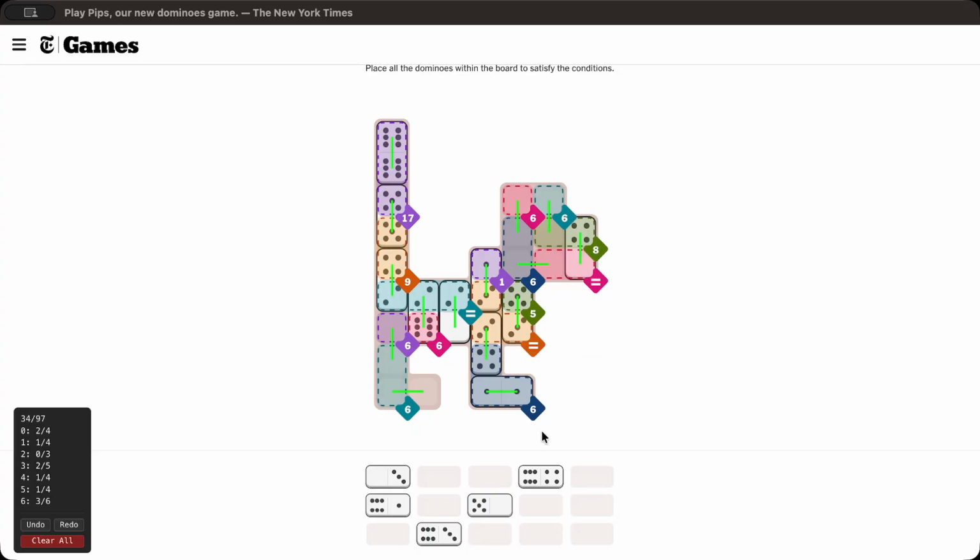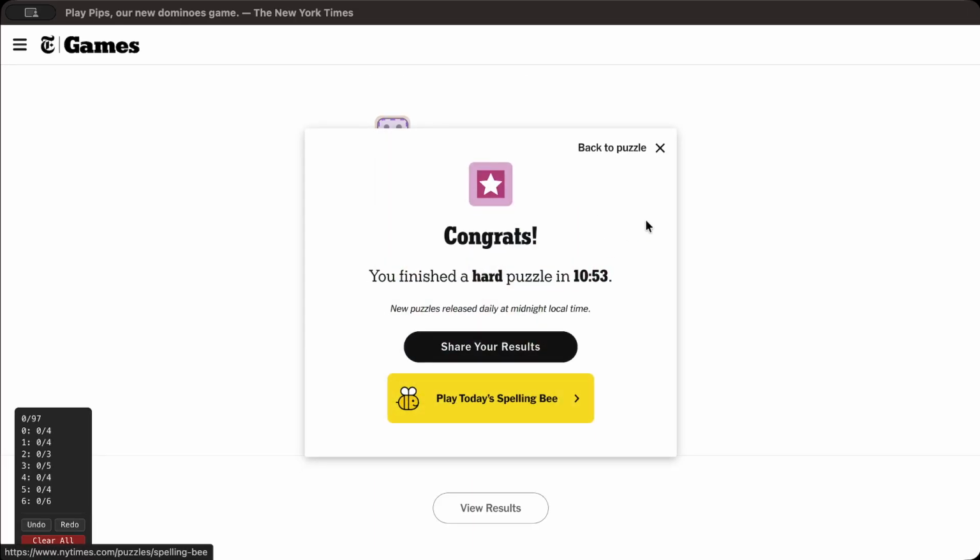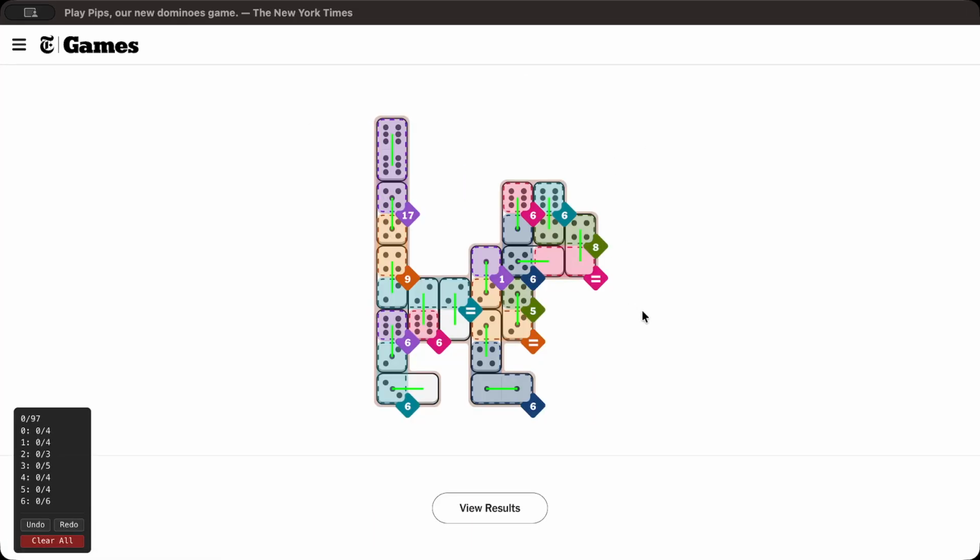I think. And then we would just do like this 4 6. We would do the 0 5. We would do the 1 6 up here. And then hopefully this just finishes the puzzle. It does. There we go. That was today's Hard Pips puzzle. How'd you guys do?